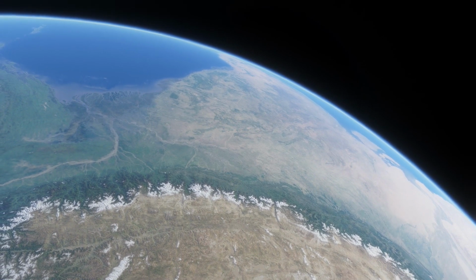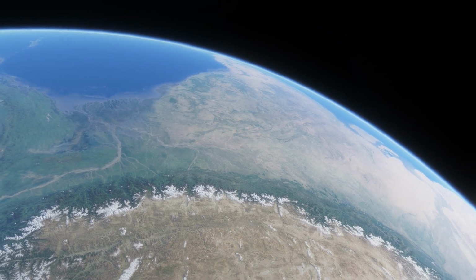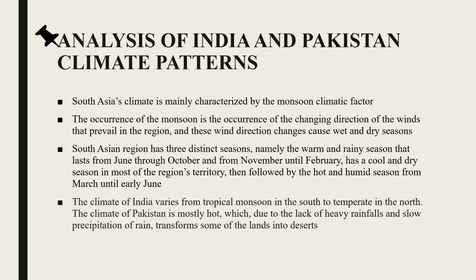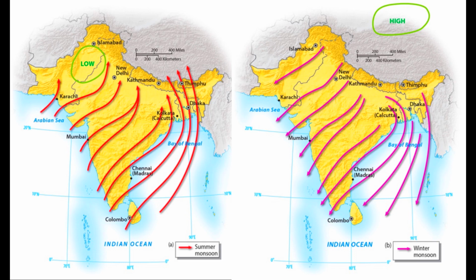The South Asian climate is mainly characterized by the monsoon, which changes the direction of the prevailing winds in the region, and these wind changes cause wet and dry seasons. The South Asia region has three distinct seasons: a warm and rainy season, a cool and dry season, and a hot and humid season. The climate of India varies from tropical monsoon in the south to temperate in the north. The climate of Pakistan is mostly hot due to the lack of heavy rainfall and slow precipitation.